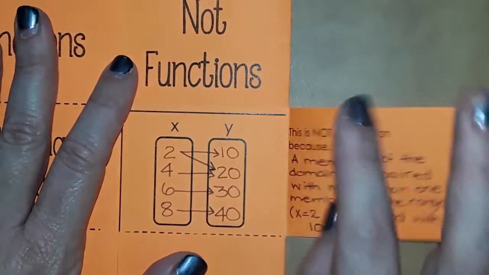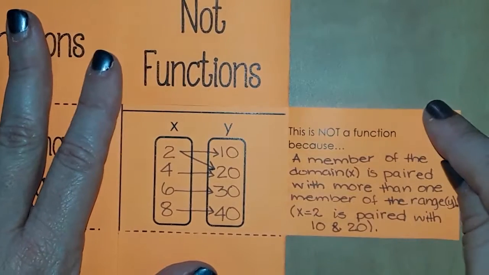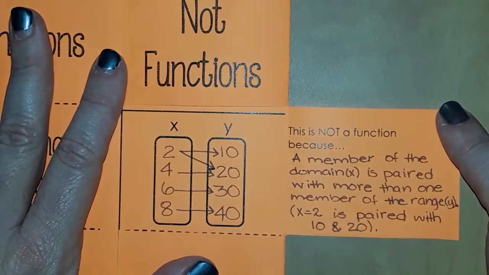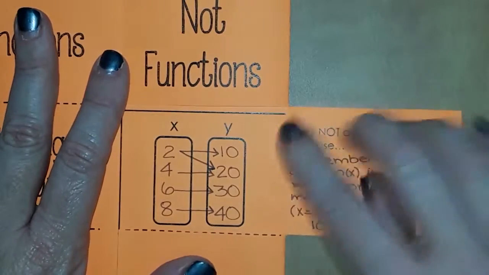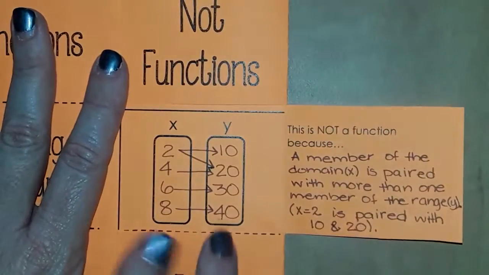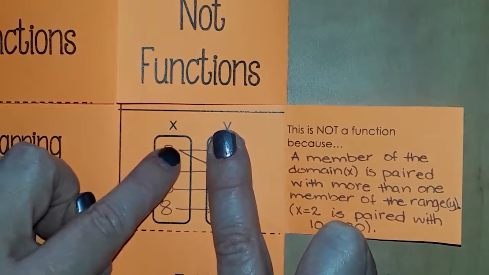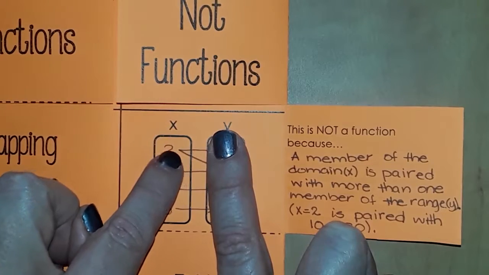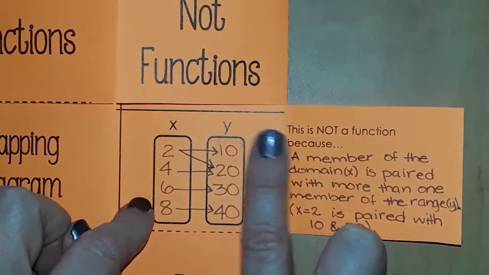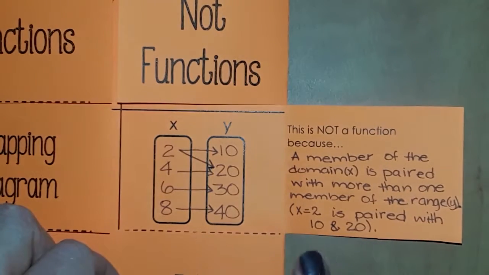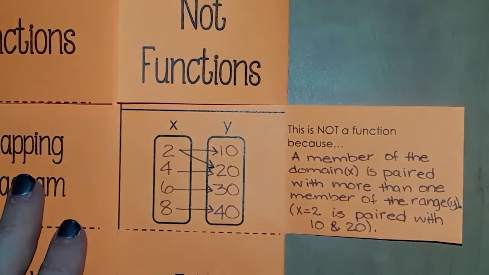Mapping diagram. Same mapping diagram that we had on the left. The only difference now is the member of the domain x is paired with more than one member of the range y. If you notice, remember I told you in the mapping diagram for a function, I can only have one line coming out of the x. In this case, this has two lines coming out of the x, and their y's, their output, is different. So in this case, x is paired with a 10 and a 20. So it cannot be a function.